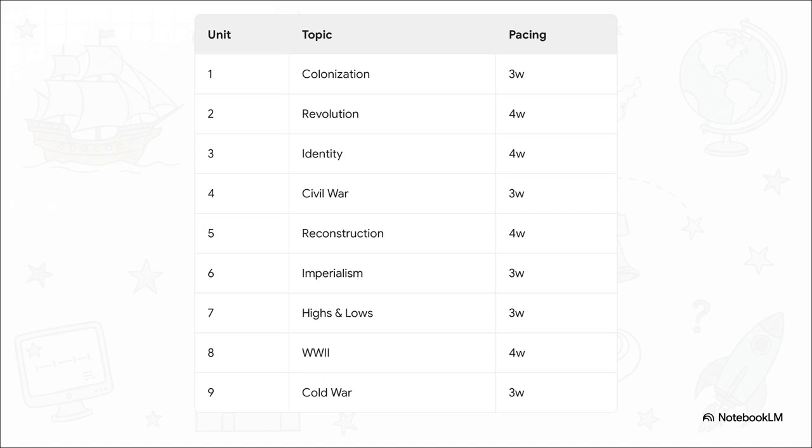To actually get through all of this, pacing is everything. You'll notice how we move from a quick 3-week study of early colonization right into these massive 4-week deep dives on incredibly dense, transformative periods, things like the Revolution, the formation of American identity, and World War II. Meanwhile, other vital eras, like the Great Depression or politics and protest, are paced at a really tight 3 weeks. It's all about giving you the exact right amount of time to master each era.